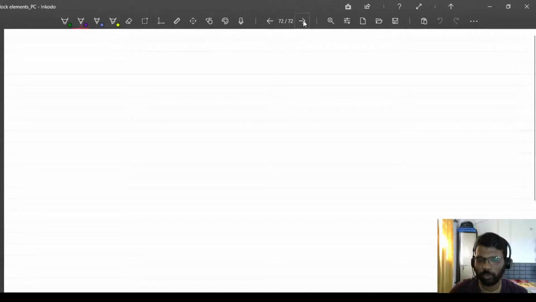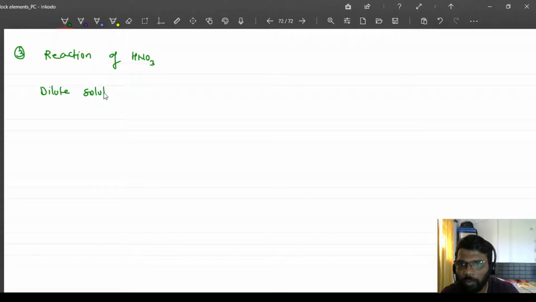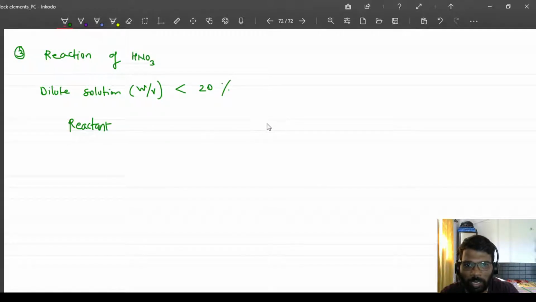Further here I will discuss more reactions of HNO3, very important reactions with respect to this chapter. Third, it is reactions of HNO3, like a dilute solution. If I consider a dilute solution, let's say weight by volume, it is just less than 20%. I will just write the reactants over here, and let's see what products we are going to get.